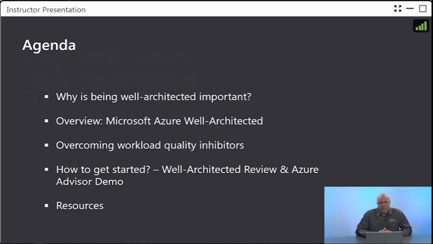What we'll cover today in terms of the Well-Architected Framework is why should you care? Why is being well-architected important for your workloads? We'll look at an overview of the Microsoft Well-Architected Framework. We'll also look at some of the inhibitors to quality as it relates to your workloads. How to get started, we'll do a demonstration of the Well-Architected Framework as well as review the Azure Advisor. And at the end of it, we'll give you some resources you can use to get you started.